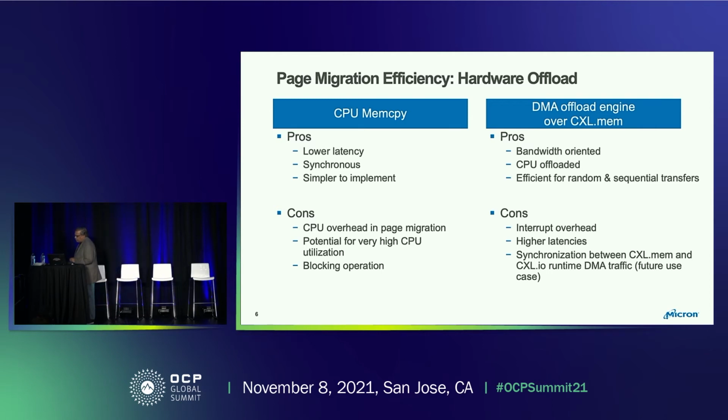So what I'm really calling out here, you can read the slide, is that we really do need to think about a DMA offload engine over CXL.mem, which gives the flexibility to the software stack to be able to use memcopy as appropriate for direct accesses or for other cases, and is able to use a more bandwidth-oriented approach to be able to migrate pages between the various tiers.